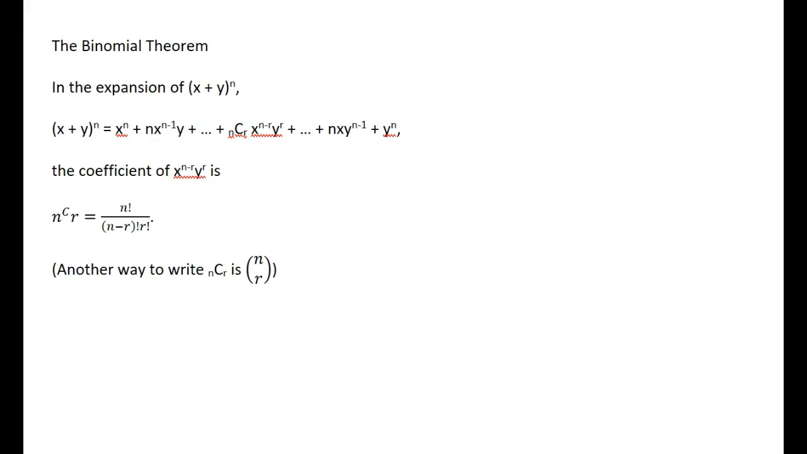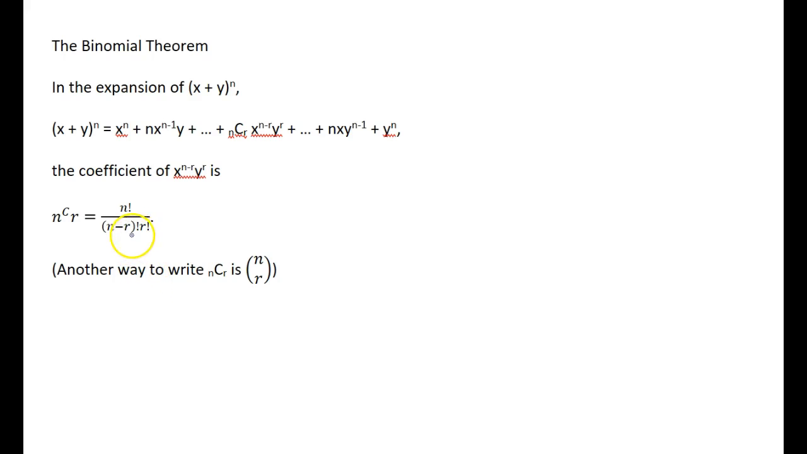So here it is. In the expansion of x plus y to the nth power, the expansion is x to the n plus n x to the n minus 1 y, plus dot, dot, dot, and this looks like a bunch of gibberish. But there is a pattern, so don't worry, okay? It turns out that the coefficient of the x to the n minus r times y to the r term is what we call n choose r.